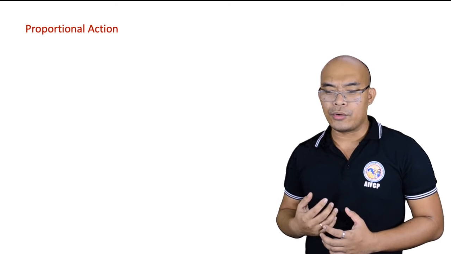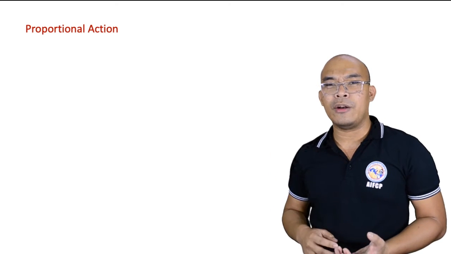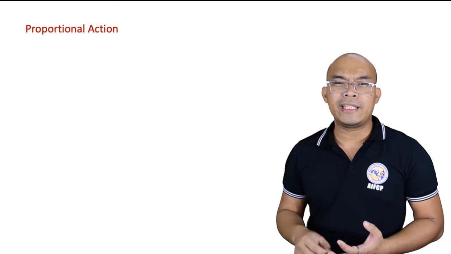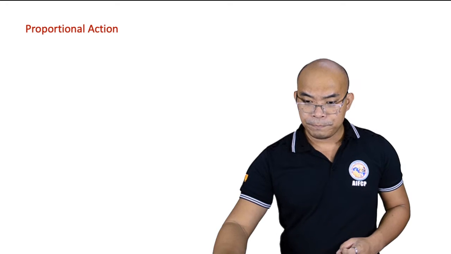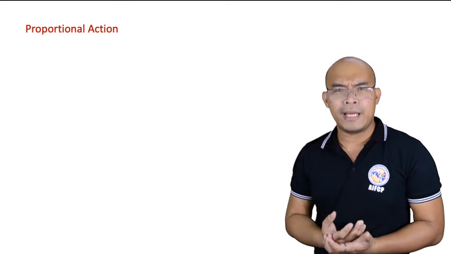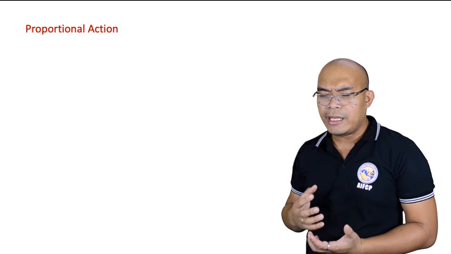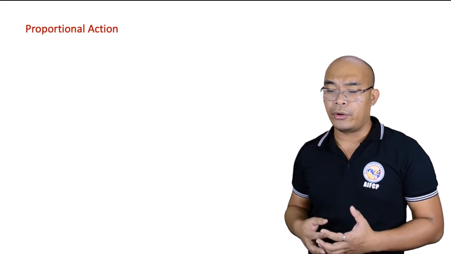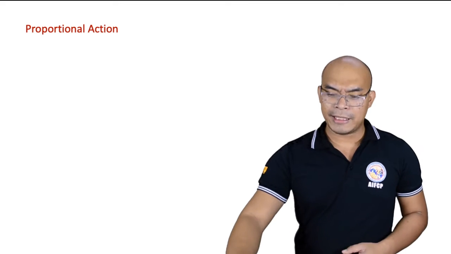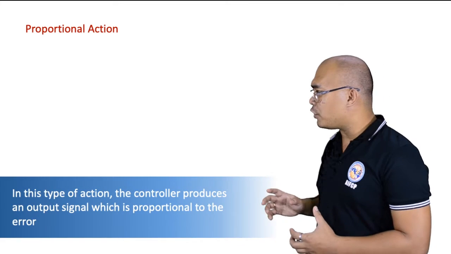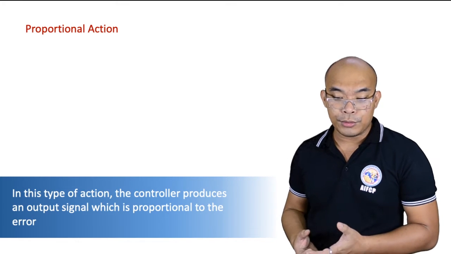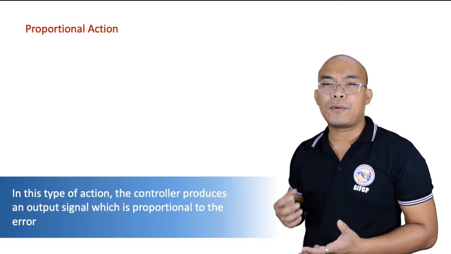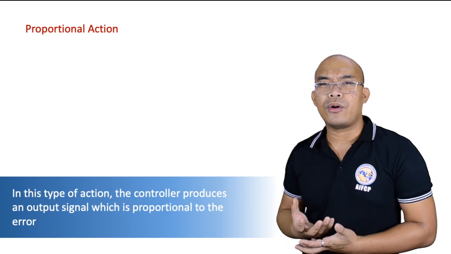proportional na control. So kanina, na-discuss natin na tatlo yan. We have the proportional action, we have the integral action, at saka yung tinatawag nating derivative action. Okay? So, yung proportional action natin is the simplest and the most commonly encountered of all the continuous control modes. So, ito yung pinakamadali. And then, in this type of action, according to this one, the controller produces an output signal which is proportional to the error.